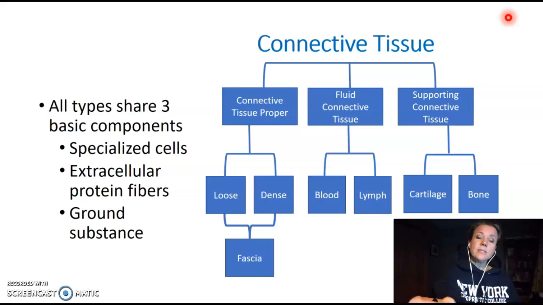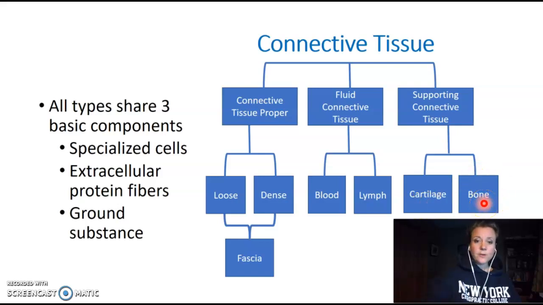And so here you can see that our three main types of connective tissue are connective tissue proper, fluid connective tissue, and supporting connective tissue. When we talk about connective tissue proper, we'll talk about the various kinds of loose connective tissue and the various kinds of dense connective tissue. And then combinations of loose and dense connective tissue are going to form something called fascia, which we'll talk about. Fluid connective tissue only includes the blood and the lymph, and supporting connective tissue is cartilage and bone.